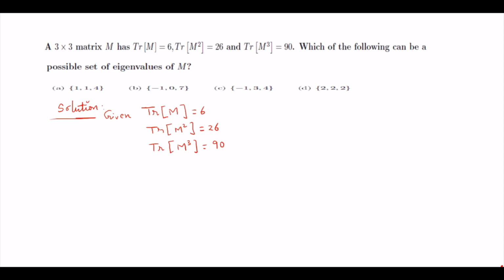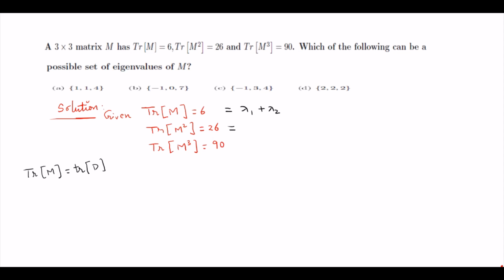Okay, now we have learned this property, that trace of any matrix can be written as, so what is this? Trace of M is nothing but what? Trace of the diagonal matrix. Now what is trace of diagonal matrix? Sum of eigenvalues, that is lambda 1 plus lambda 2. So lambda 1 plus lambda 2 is equal to 6.